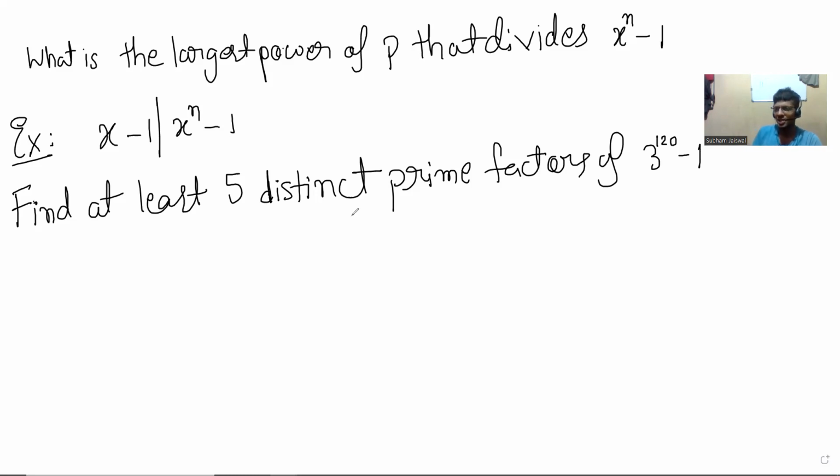This can be an interesting question, right? Find at least 5 distinct prime factors of 3 to the power 120 minus 1.